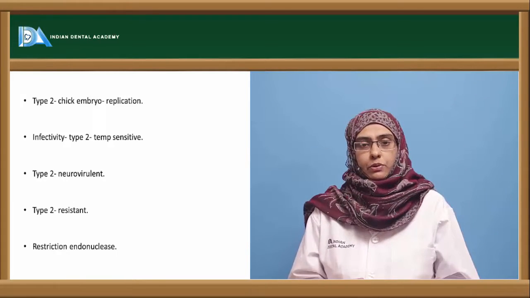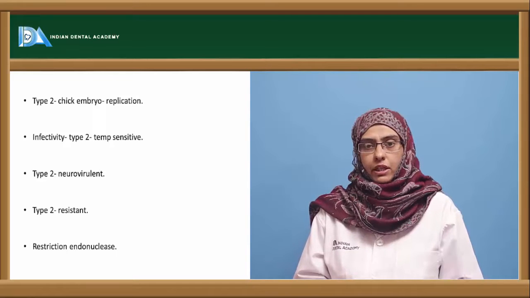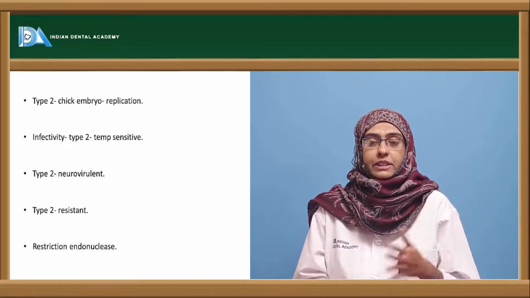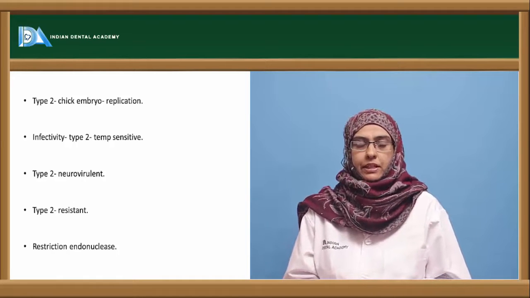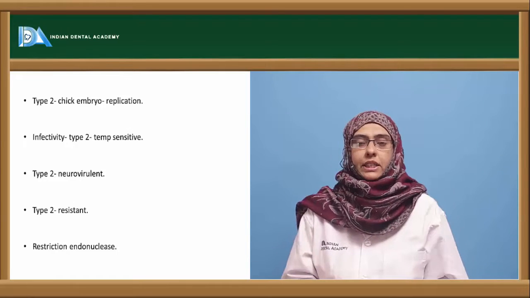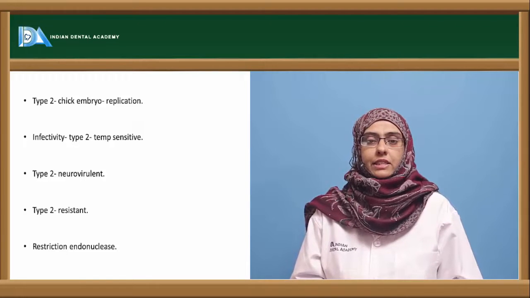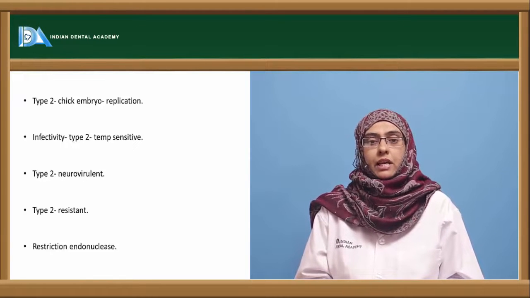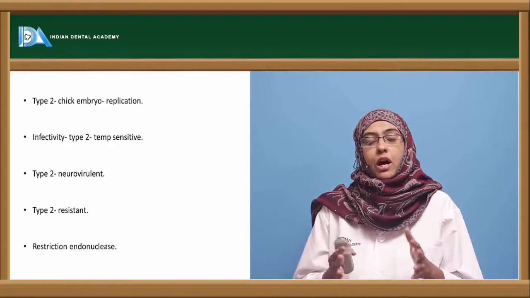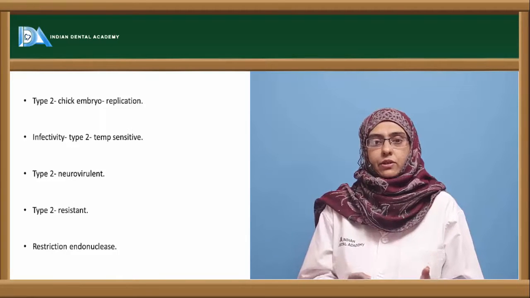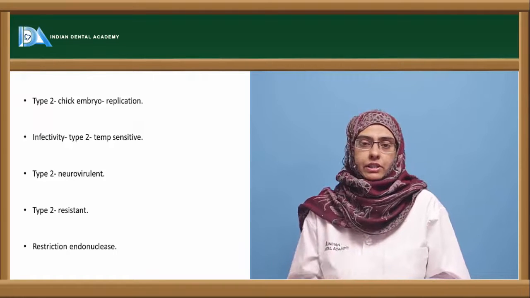And type 2 strains usually produce neurovirulent type of lesions or disease in experimental animals, and type 2 strains are more resistant against antiviral agents such as IUDR and cytarabine. These are all the cell culture techniques by which we can classify or identify the 2 important strains of the organism, HHV1 and HHV2.